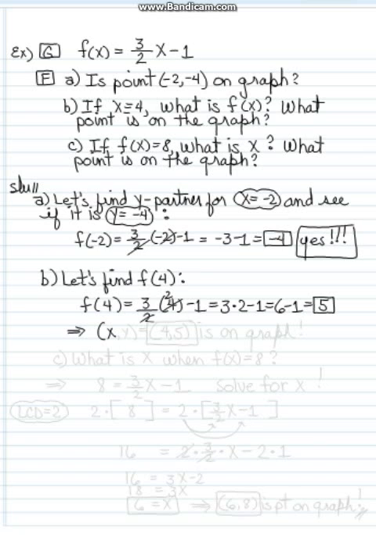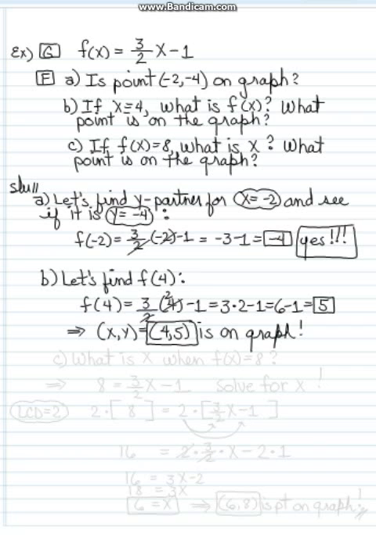What does that imply? That implies the ordered pair (x, y) equals (4, 5) is on the graph. Okay, so we found f of 4, which is what they asked for, and we found the ordered pair that lives on the graph. Part C. If f of x is equal to 8, what is x? What point is on the graph?